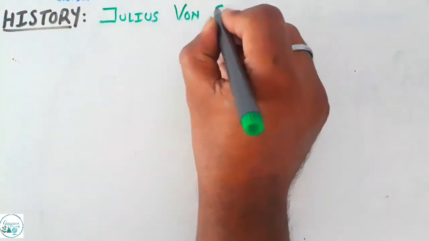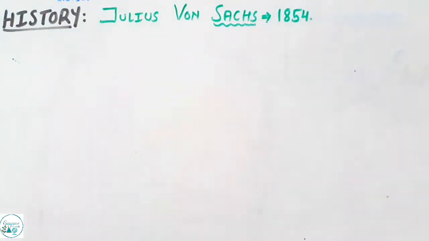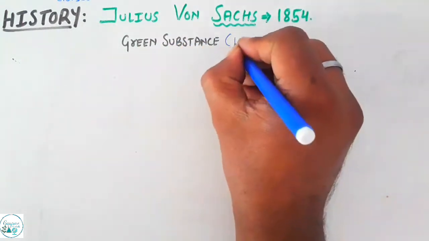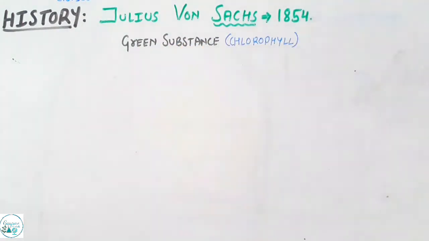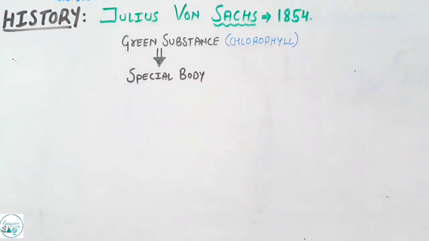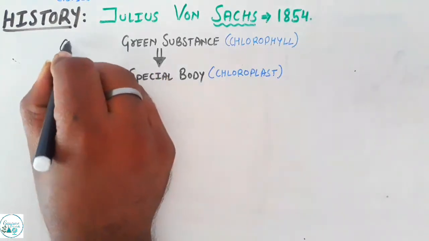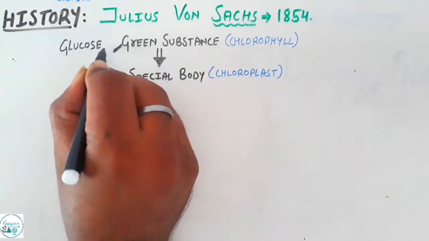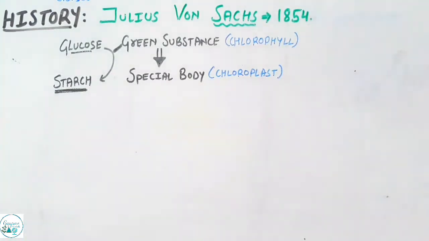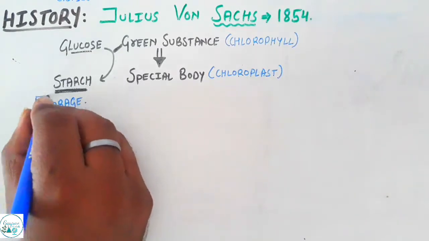The third scientist was Julius von Sachs. In 1854, Julius von Sachs observed that green substances, which are now referred to as chlorophyll, are localized in a specialized body which is now called the chloroplast. He also observed and concluded that the green substances are the ones which are responsible for production of glucose, and the glucose is converted and stored in the form of starch. Starch is the storage form in the case of plants.